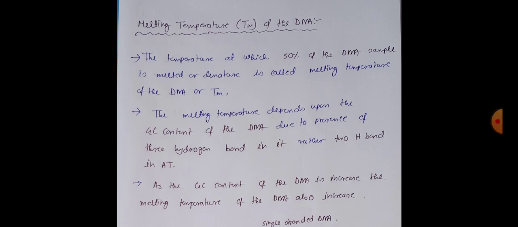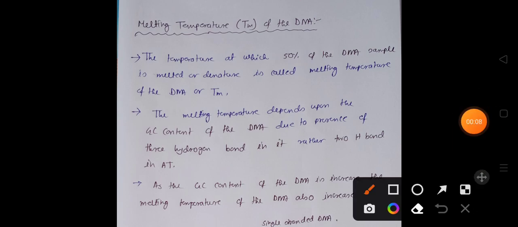In this video tutorial, I am going to discuss with you the concept of melting temperature or Tm of the DNA. So let's get started. The melting temperature or Tm of the DNA is the temperature at which 50% of the DNA sample is melted or denatured. Okay, so what is the idea?